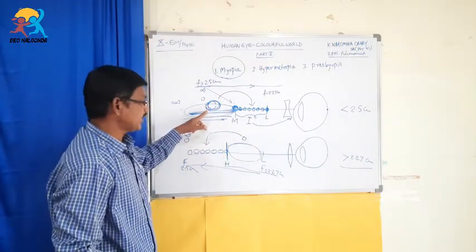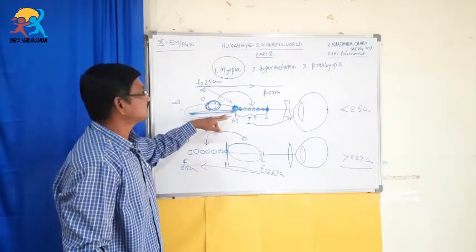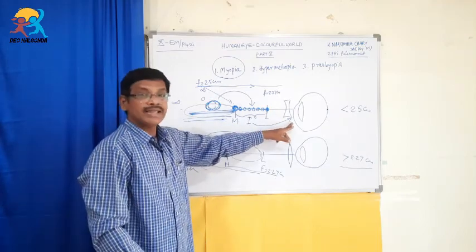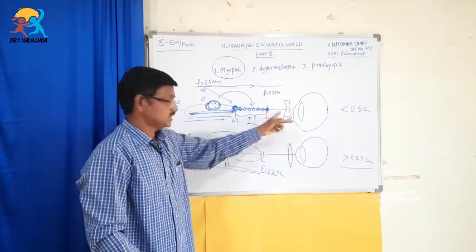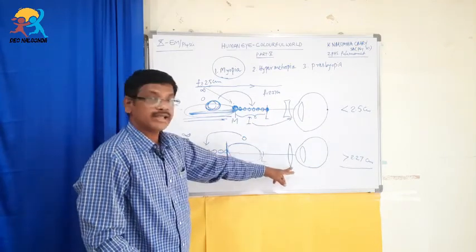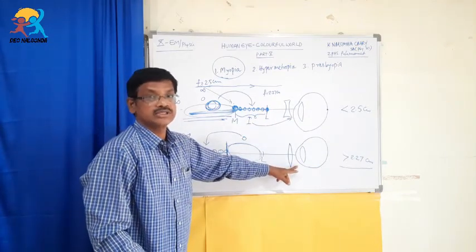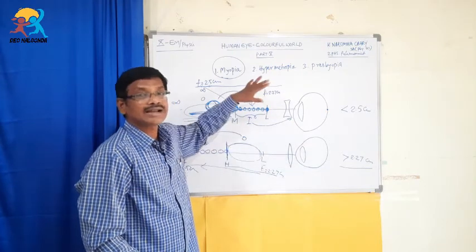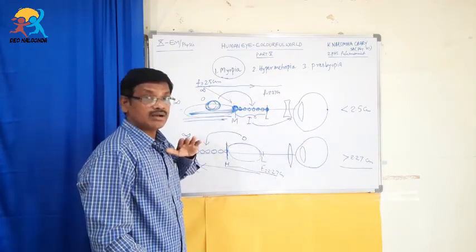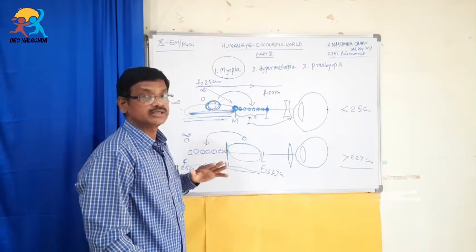So in this way, we correct myopia using a biconcave lens and hypermetropia using a biconvex lens, so that the eye defects are adjusted.